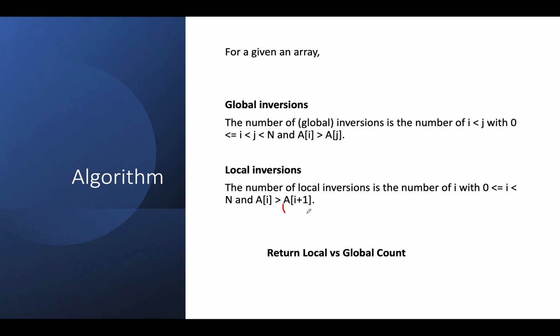The number of local inversions is all those indexes i where a of i happens to be greater than a of i plus 1. And the number of global inversions is all those places of i where a of i is greater than a of j, provided i is less than j. Any place where i is less than j in the valid boundary will contribute to global inversions. In the end, we need to compare the global count versus the local count. If that happens to be equal, we return true. If that is unequal, we return false.